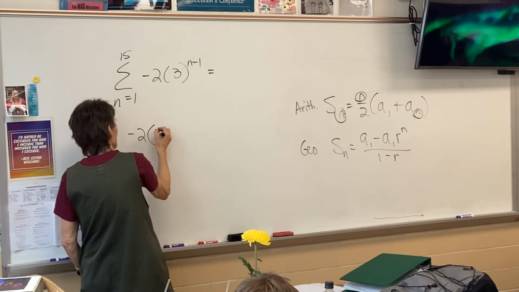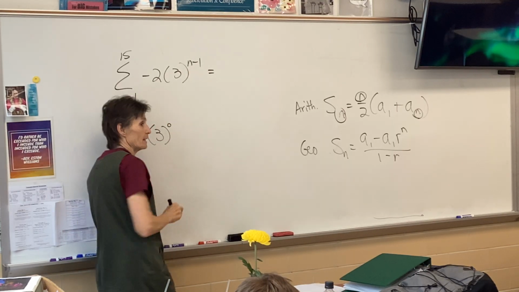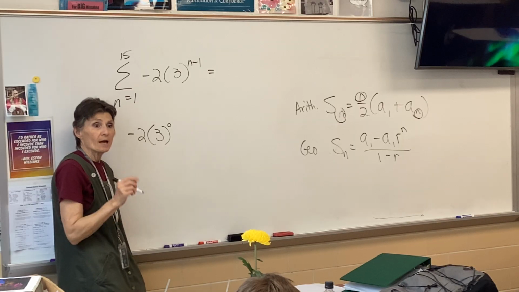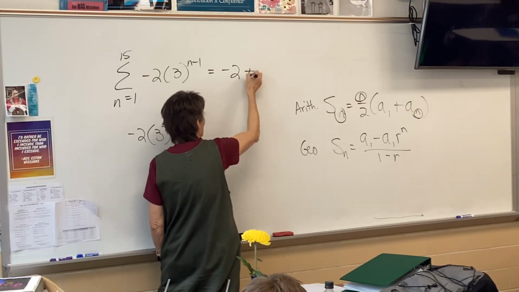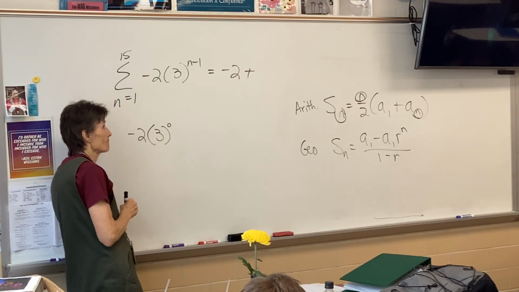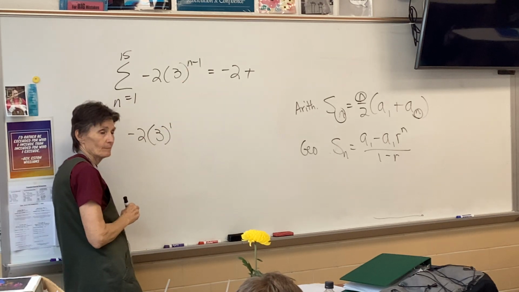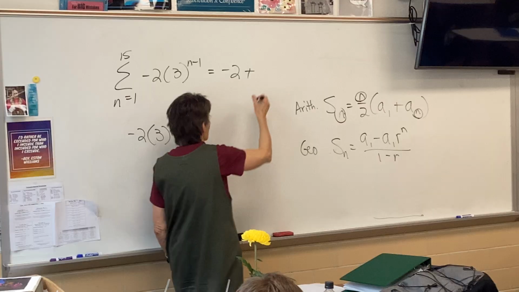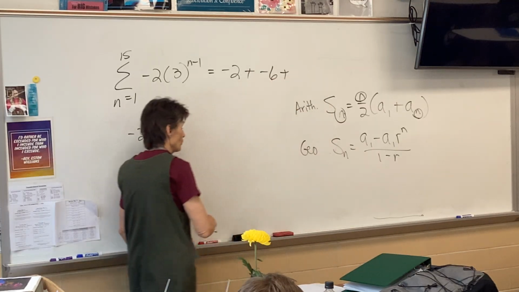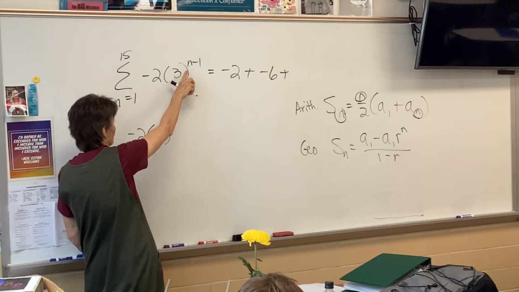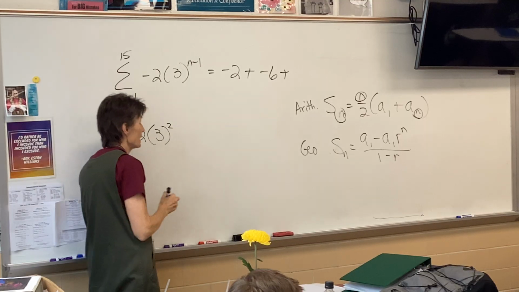Now you guys be careful. What happens if you put in 1? Zero, which means you get 0, 3 to the 0, and 3 to the 0th is 1, so that just equals -2. Now put in 2, and now this is a 1, so -6. Let's do one more, just to make sure it's what we think it is. If I put in 3, I put in 1, then 2, then 3, I get -18.